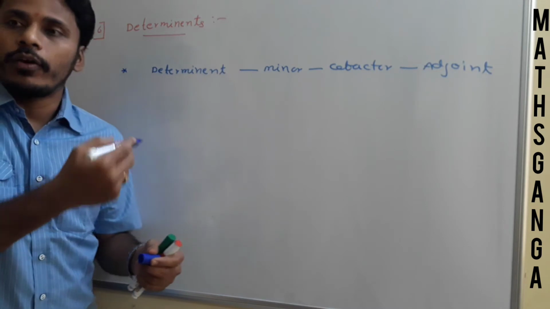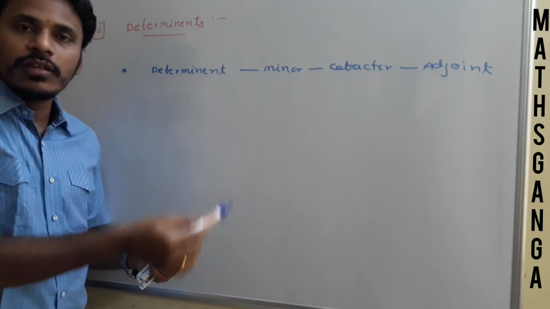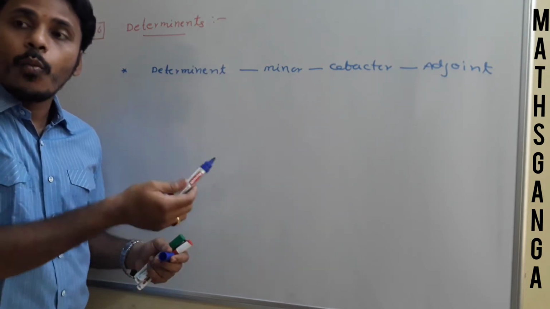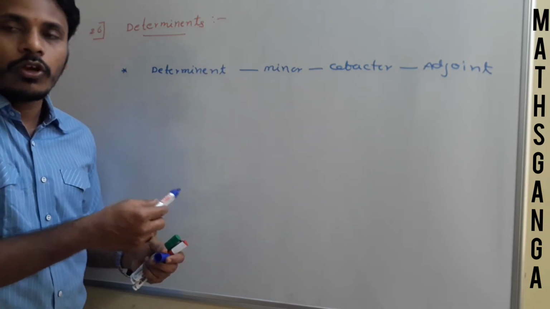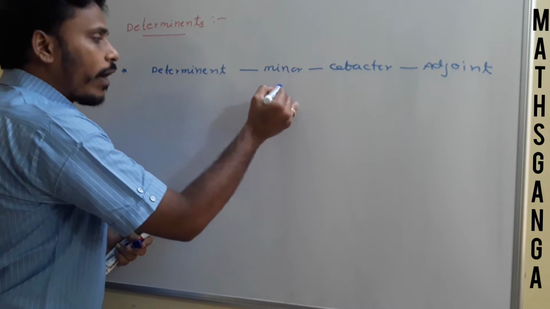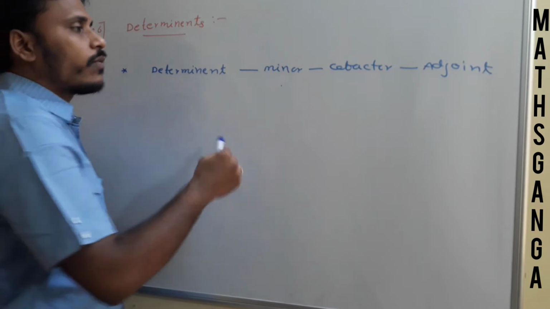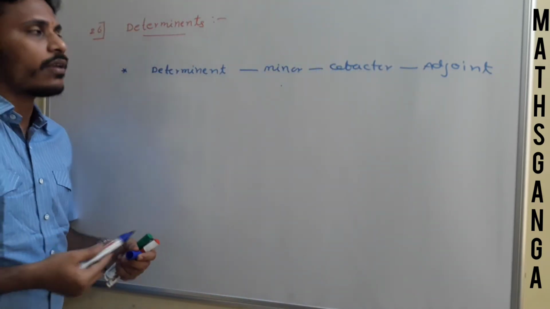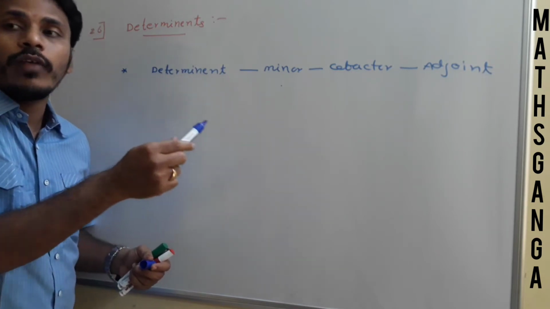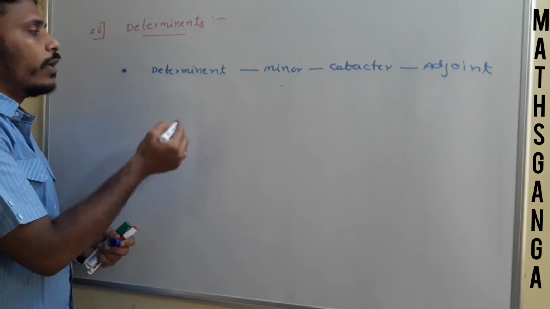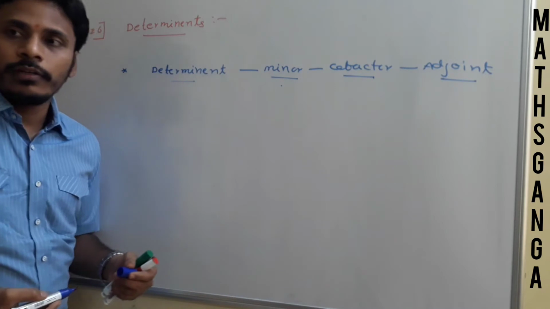These four are four different words, and these four will exist for every matrix, and one item is dependent on the other. To find the minor we need to know the determinant, and to find the cofactor we need to know the minor, as well as to write the adjoint of the matrix we need to know the cofactor, determinant, and everything. So first of all we need to learn what is a determinant, what is a minor, what is a cofactor, what is the adjoint.